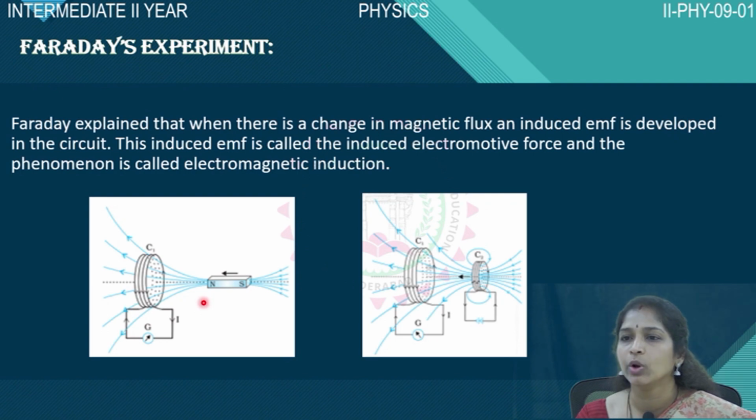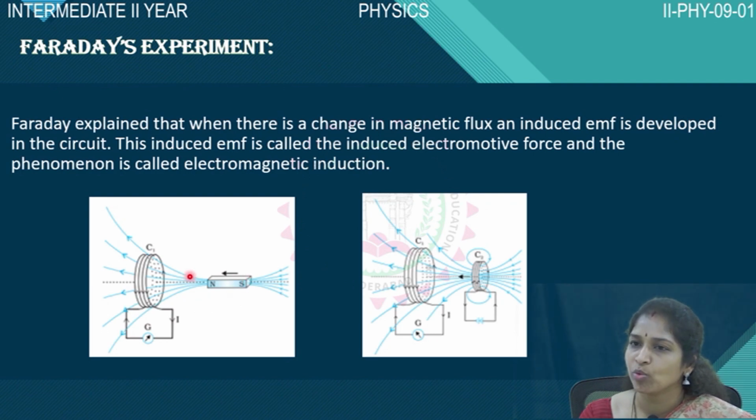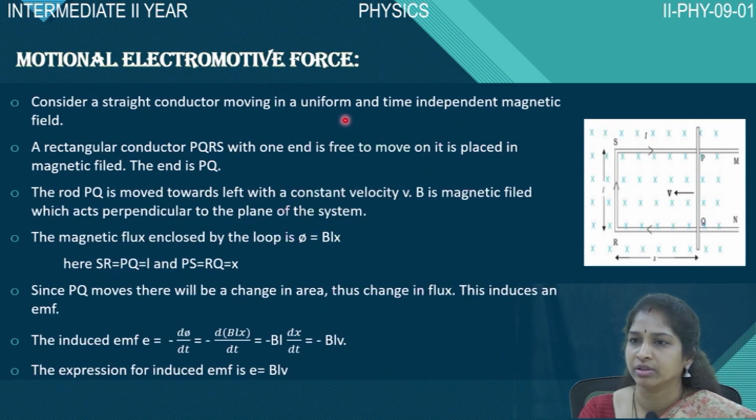From this he concluded that whether the magnet is moving towards or away from the coil, there is a change in the magnetic flux. That change in the magnetic flux produces an induced EMF in the coil, and that further produces the current. This EMF is called induced electromotive force, and the phenomenon is called electromagnetic induction.